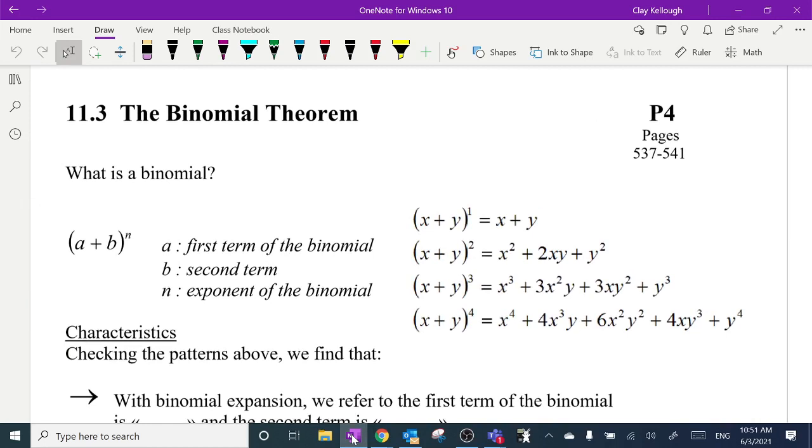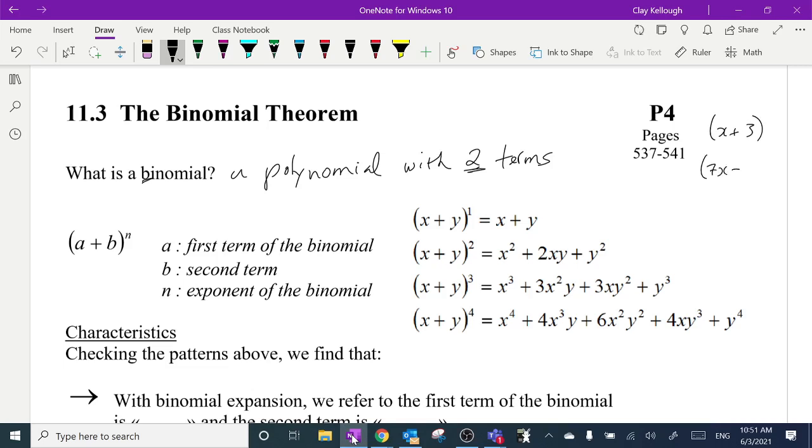A binomial is, of course, a polynomial with two terms, right? Like a bicycle has two wheels, a binomial has two terms. So you can just say that every binomial is a plus b. It could be x plus 3, it could be 7x minus 4y. You could have anything as long as it's two terms separated by plus or minus, and you'd call it a binomial. Two terms that you can't add together and combine because they're not like terms. So that's what we call a binomial.